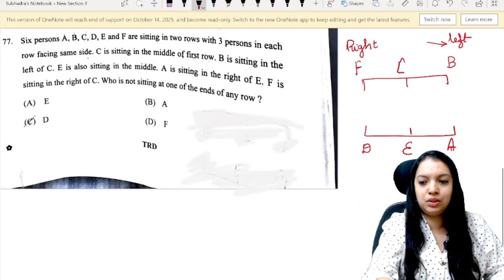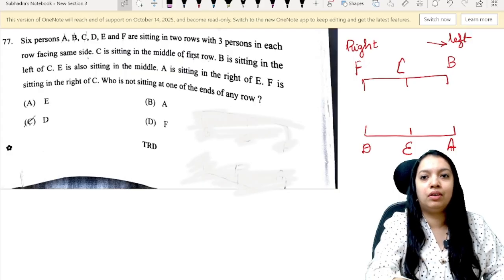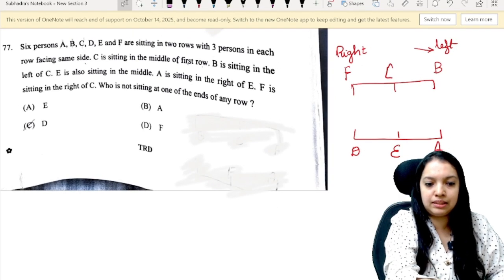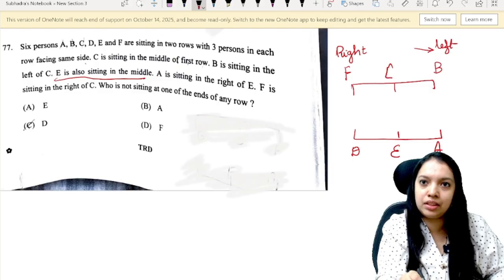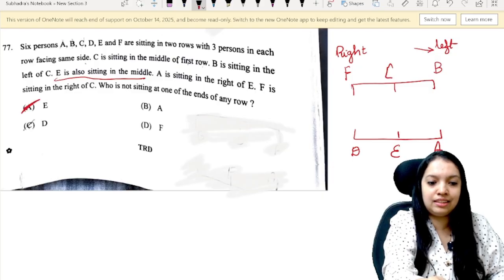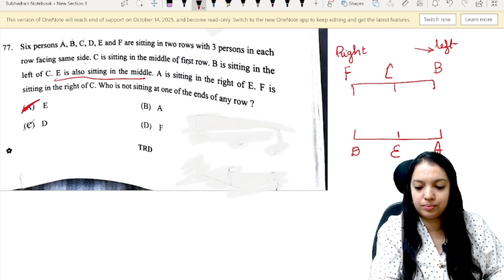Next question is very simple. They are asking who is not sitting at the end of any row. Now, this statement says that E is sitting in the middle. So obviously, E is not sitting at the end of any row.